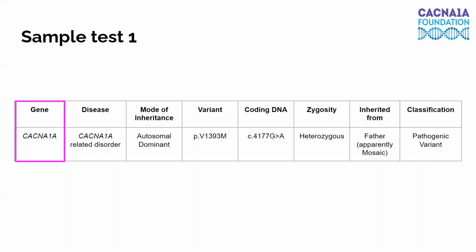So let's start with our first column, which is the gene. And the gene that's listed is the one in which the variant was found. In this case, it's CACNA1A. The next column says disease, and they will list any sort of disease that's been linked to mutations or variants in this gene. So in this case, the disease would be a CACNA1A related disorder. The next column is mode of inheritance, and it's listed as autosomal dominant.